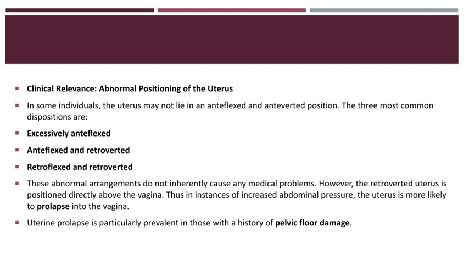Clinical relevance: abnormal positioning of the uterus. In some individuals, the uterus may not lie in the anteflexed and anteverted position. The three most common dispositions are excessively anteflexed, retroverted and anteflexed, and retroflexed and retroverted. These abnormal arrangements do not inherently cause any medical problems. However, the retroverted uterus is positioned directly above the vagina. In instances of increased abdominal pressure, the uterus is more likely to prolapse into the vagina. Uterine prolapse is particularly prevalent in those with a history of pelvic floor damage.